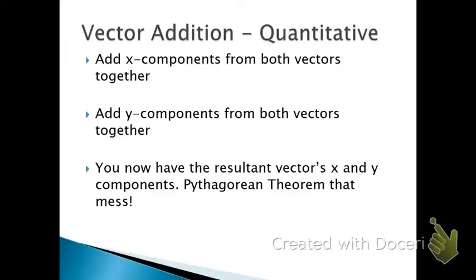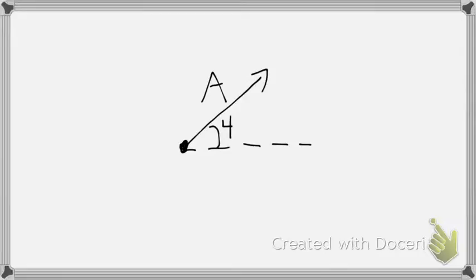I'll go through just one really brief example. If I have vector A, it's pointing up and to the right at an angle of 40 degrees above the x-axis. And I've got vector B, it is pointing up and to the left.